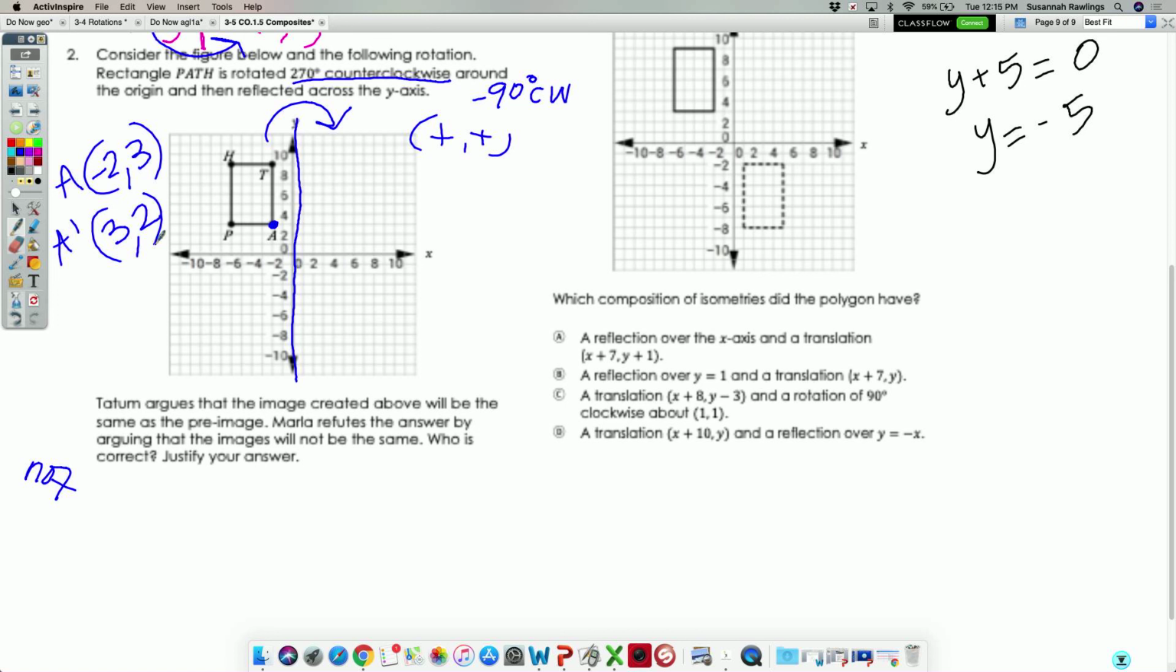Let's go ahead and graph that. 1, 2, 3, 1, 2. That's A prime. Now I'm going to reflect it across the y-axis. So what am I going to change here? When I reflect across y, I change the x. So (-3, 2), (-1, 2), (3, 2). Did those line up? No. So we know that they did not line up, so who would we say had the correct answer here?